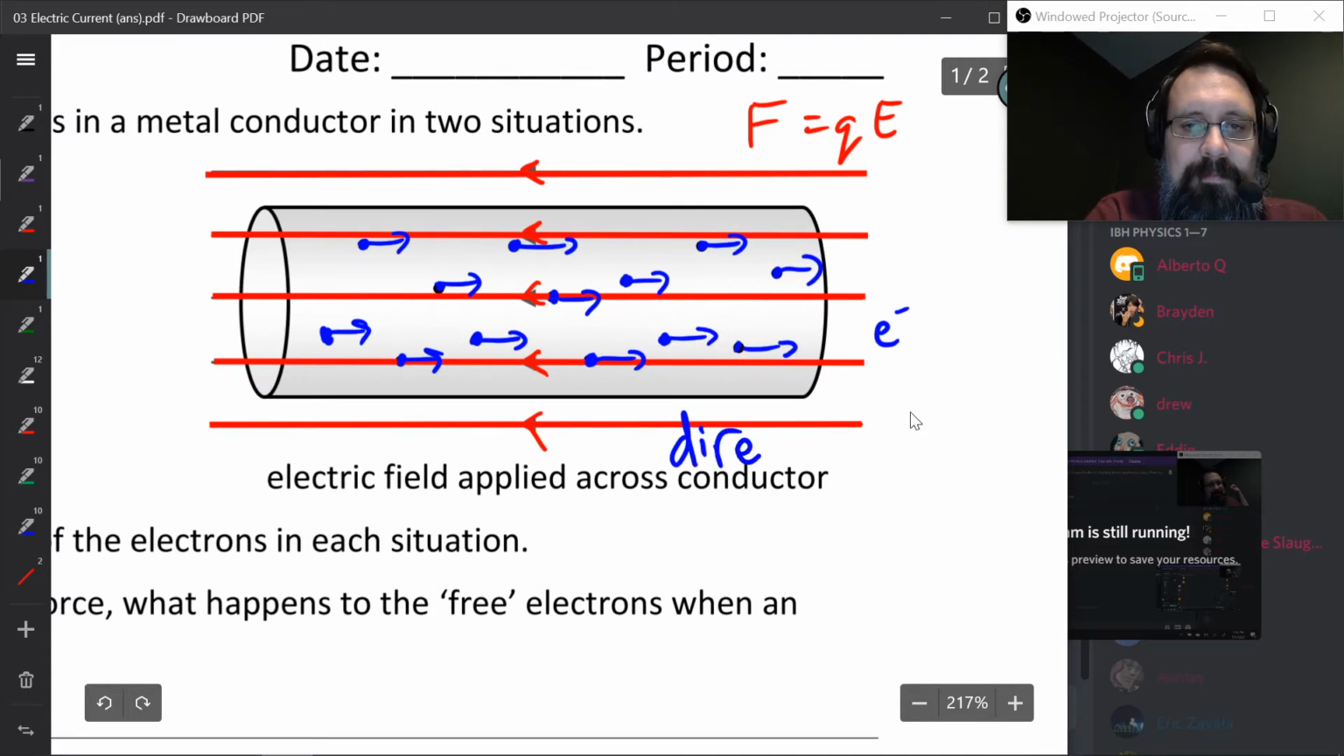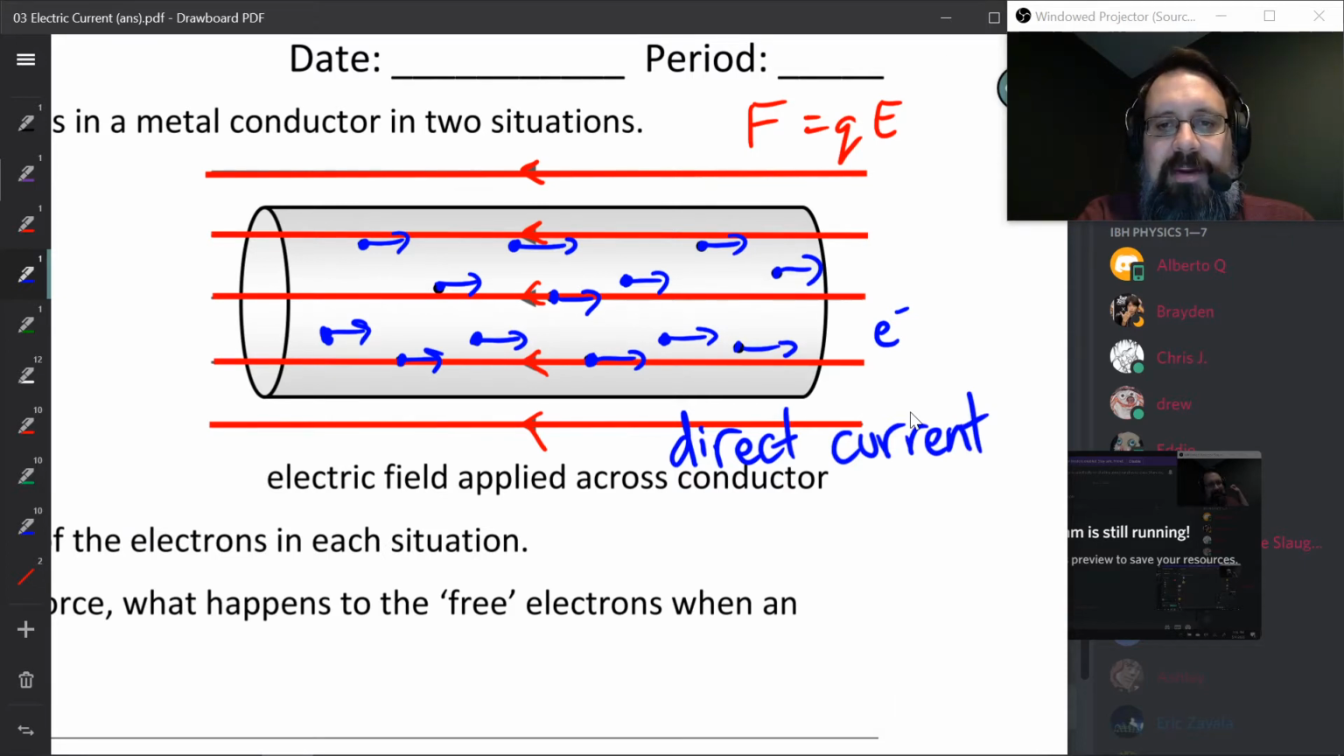It's called alternating current. Direct current is DC, and alternating current is AC. What happens in an alternating current is the direction of the electric field flips. In the United States, when you plug something into the wall, the electric field in the wire is going to flip 60 times per second.